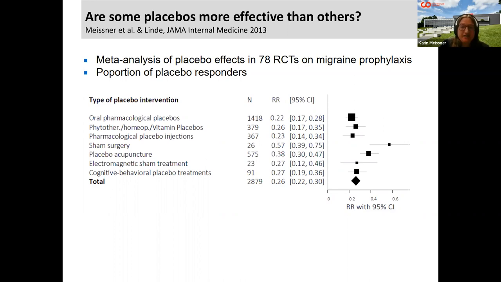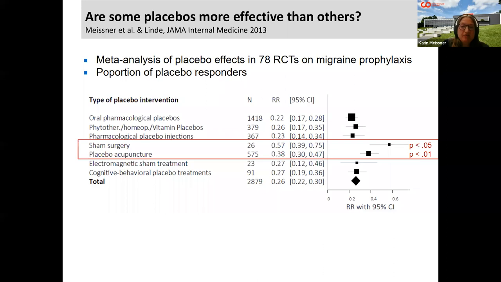different interventions. And indeed, we found that the placebo effect associated with sham surgery and placebo acupuncture was significantly larger than the improvement in response to a classical sugar placebo pill. So invasive placebo interventions appear to be associated with a larger placebo effect and improvement in the placebo groups compared to the classical sugar pill.